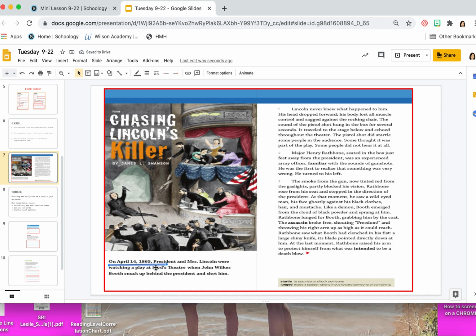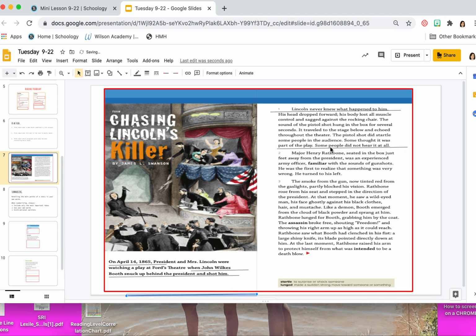And who did what, right? So I'm going to do another line. We have John Wilkes Booth, and he snuck up behind the president and shot him. That's the start of it. It happened so quickly that Lincoln didn't even know what had happened to him. That's another important detail. It went on to talk about how people didn't even know what was happening. Some people thought it was part of the play. They didn't even realize that the president had been shot. That was the first crime.